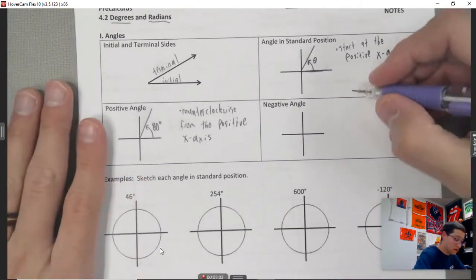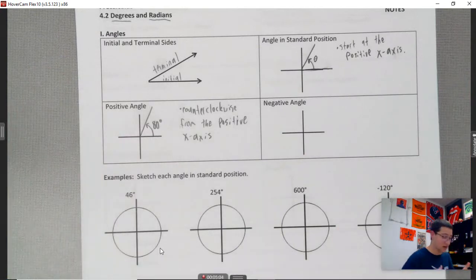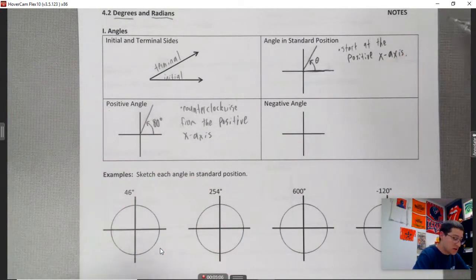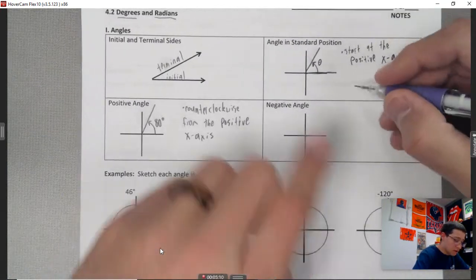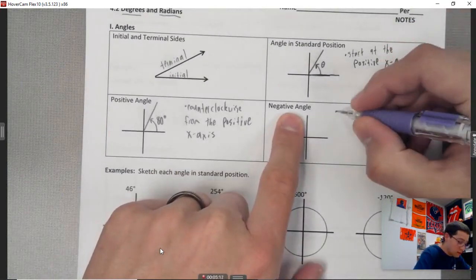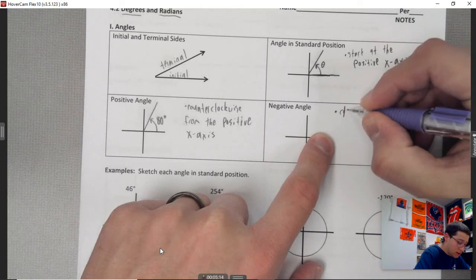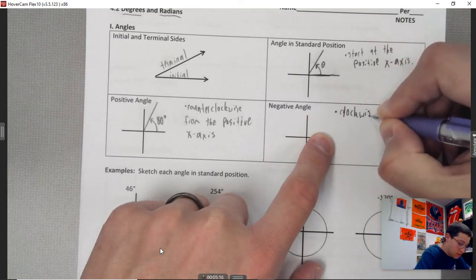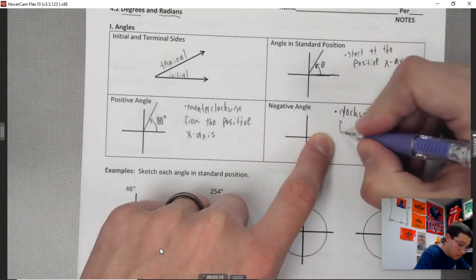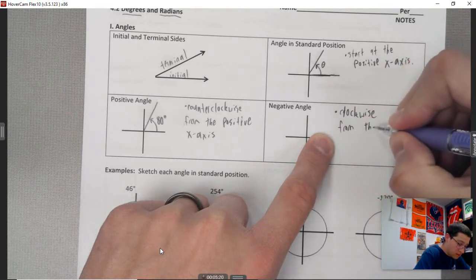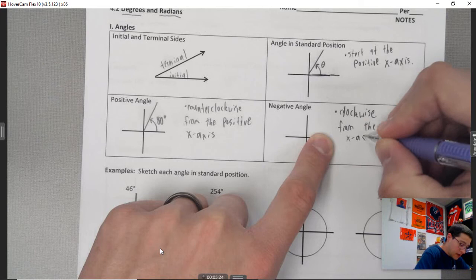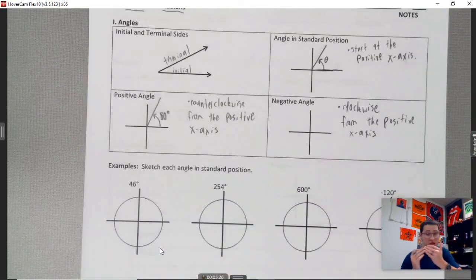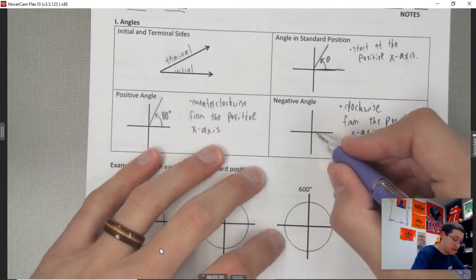Okay, that's just how whoever decided positive angles and negative angles are going to be, and it has its benefits, as you'll see later. Okay, so a negative angle is going to be clockwise from the positive x-axis. So if I'm going to have a negative angle, I'm starting my measurement from that positive x-axis.